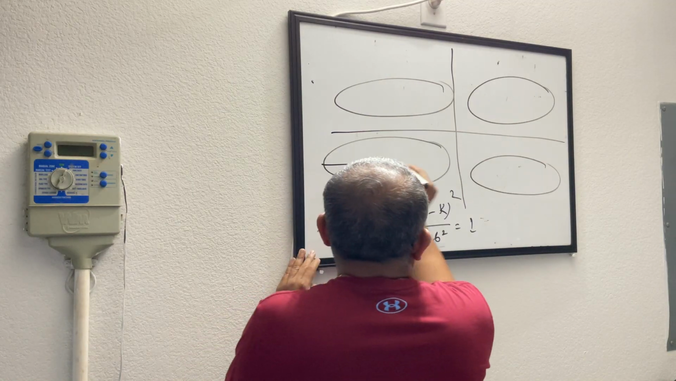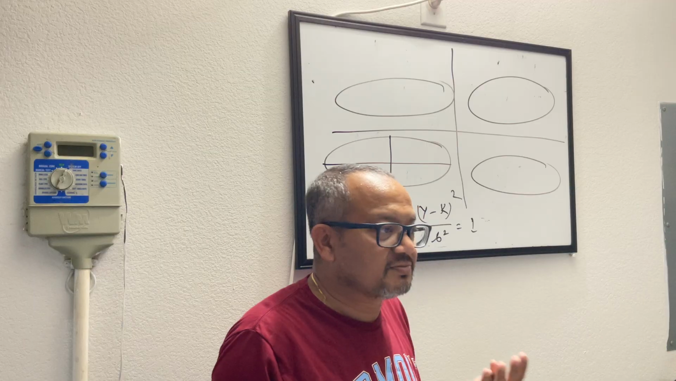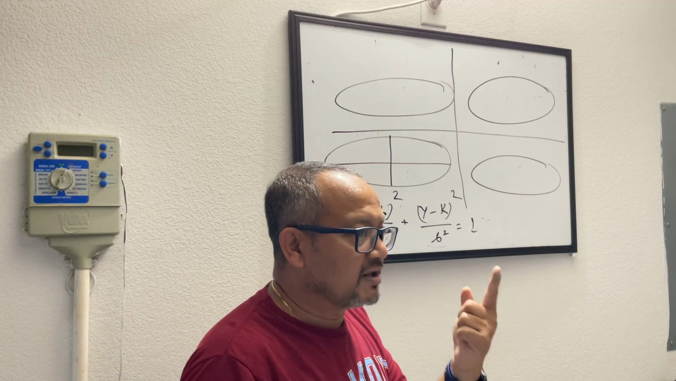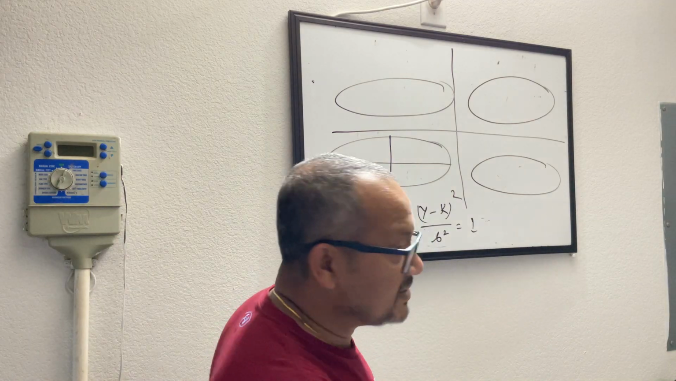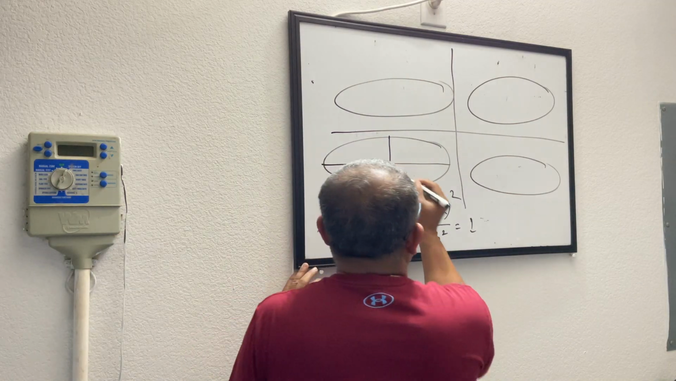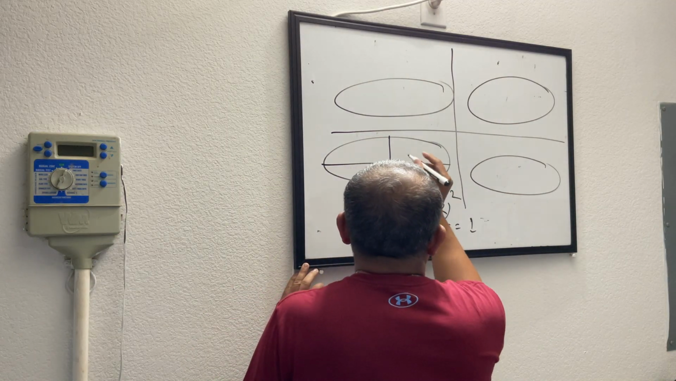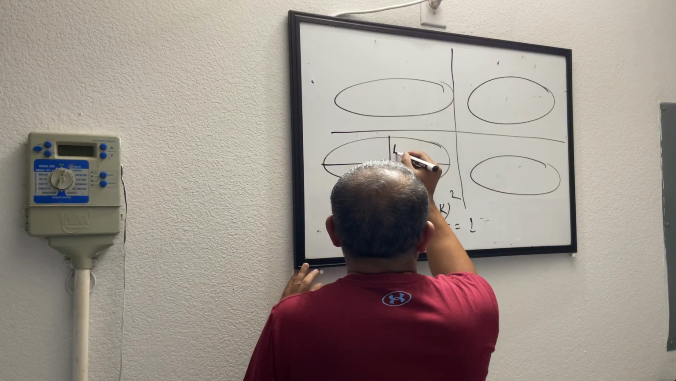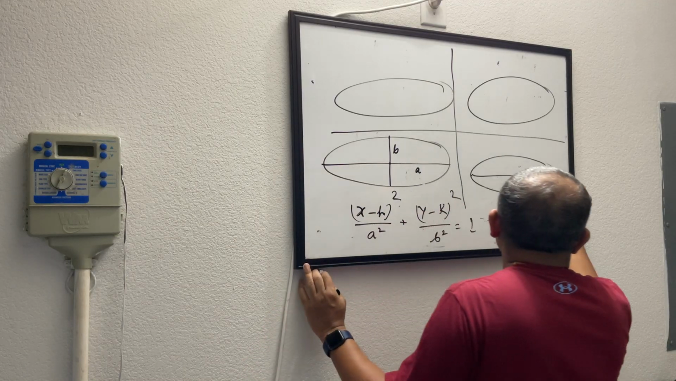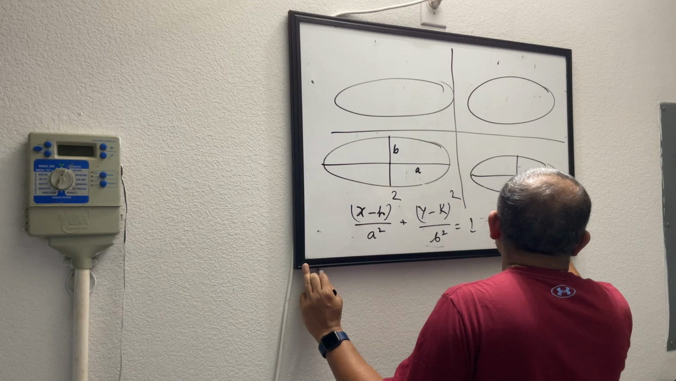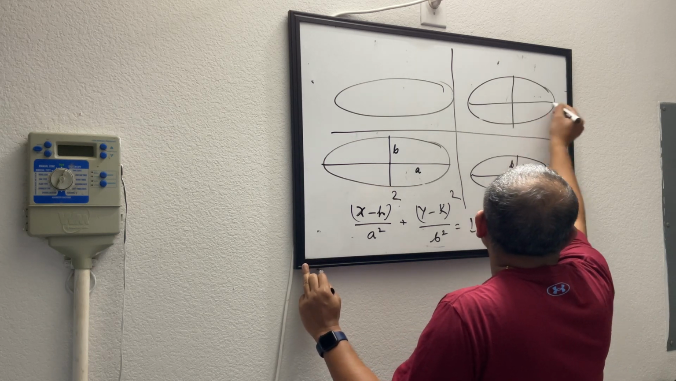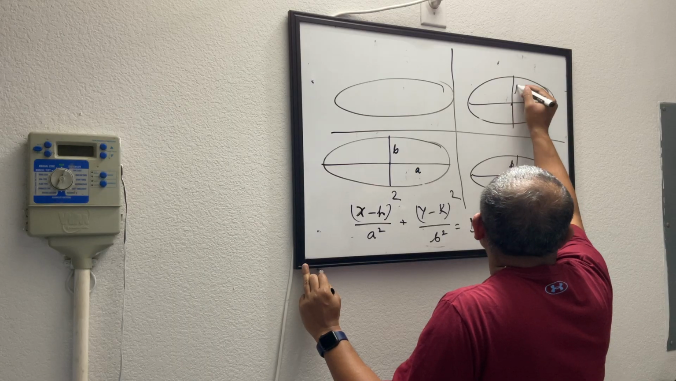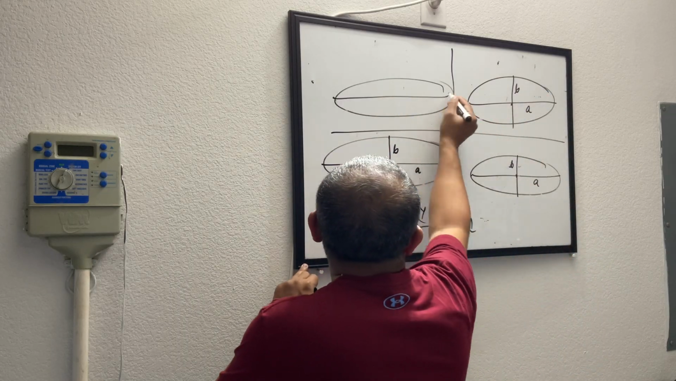Meaning, see, for the ellipse, what is important? Like in case of a circle, what is important? Two things. Where the center is, how much is the radius. That's the only thing. In case of ellipse, same thing. Where is the center and what is the major radius and minor radius. What is the center? What is the major radius? What is the minor radius?